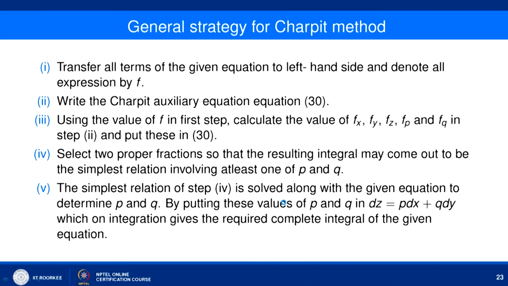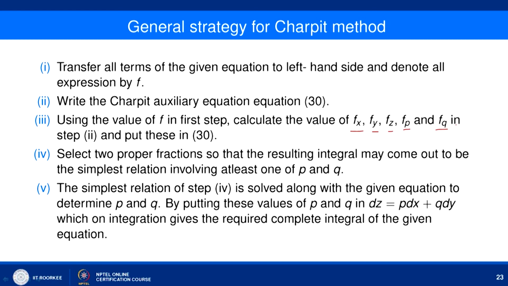So, what we try to do here is discuss the general strategy for the Charpit method. Here, transfer all terms of the given equation to the left hand side and denote the whole expression by f. Whatever equation we have, you just transfer everything to one side and denote that expression by f, and write the Charpit auxiliary equation 30, and using the value of f from the first step, calculate fx, fy, fz, fp, fq and put them in equation number 30.